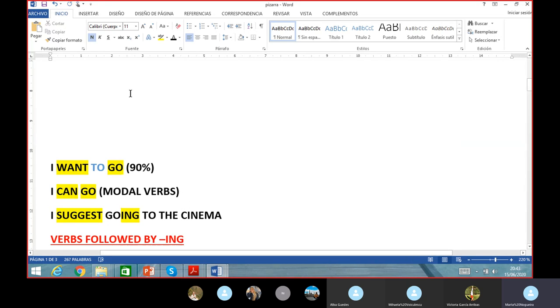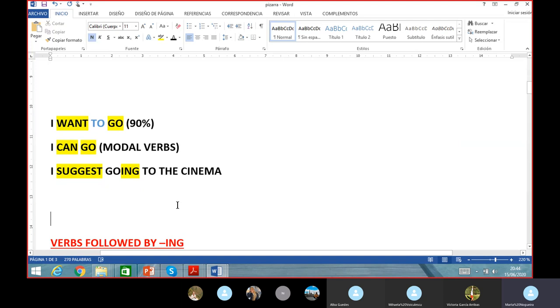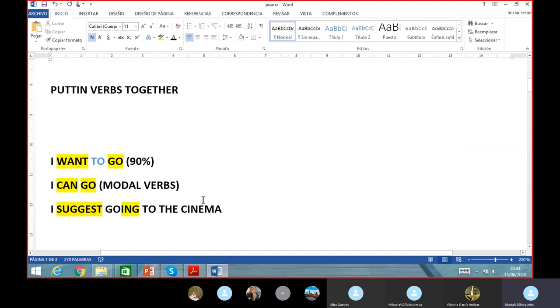Okay, guys, this is about putting verbs together in English, okay? Some of you, or in general, have doubts about putting verbs together. Normally when you speak, you put one verb after the other, and this is not correct. So guys, look at these three examples. Normally when we want to put two verbs together, in this case we have want and go, two verbs, okay?